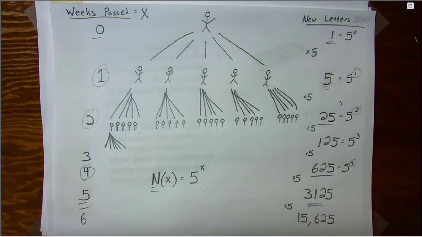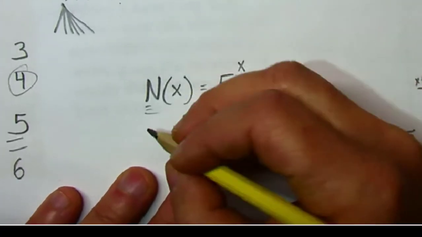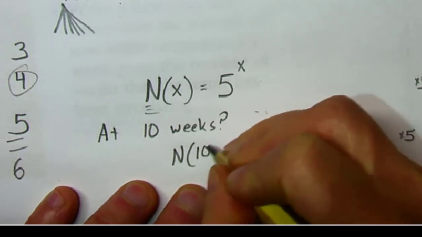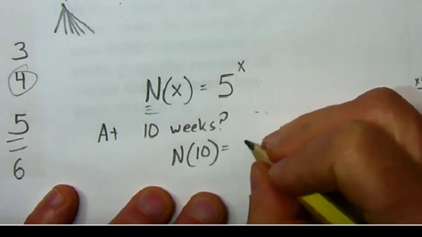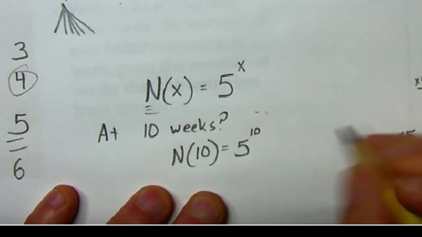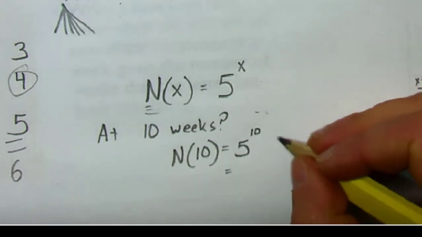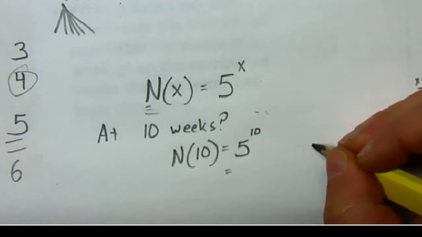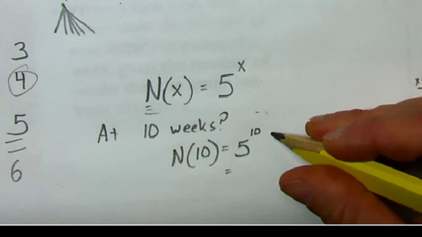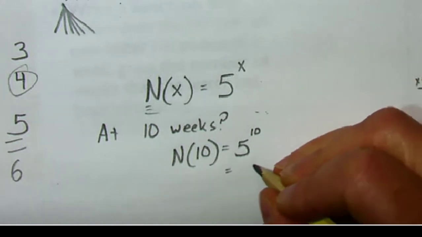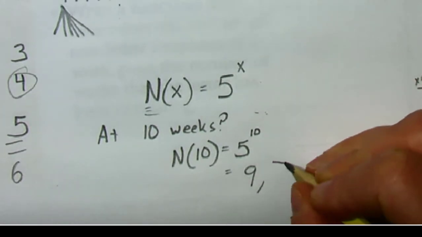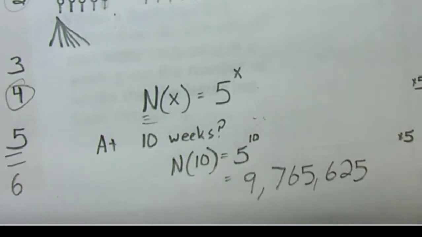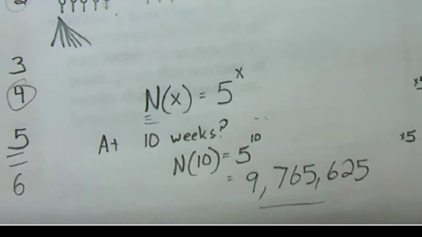So as long as your calculator is out, how many new letter recipients would there be at 10 weeks? The number of new letters after 10 weeks, we'll plug 10 into our function. That's going to be equal to 5 to the 10th power. Type that into your calculator. Make sure you can find your exponent button. We've used that already in this class. You should know how to enter that. And you will get 9,765,625 new letters, which is pretty remarkable.